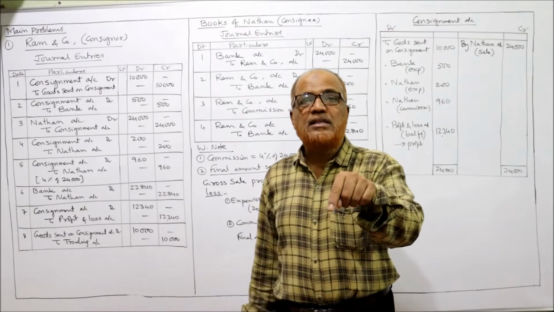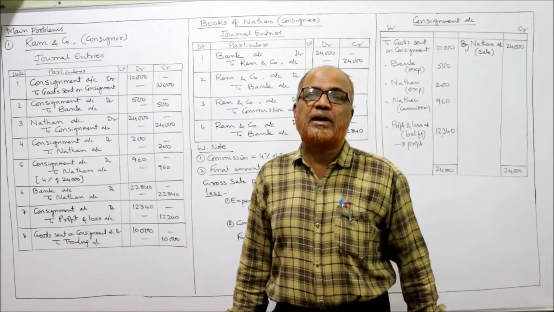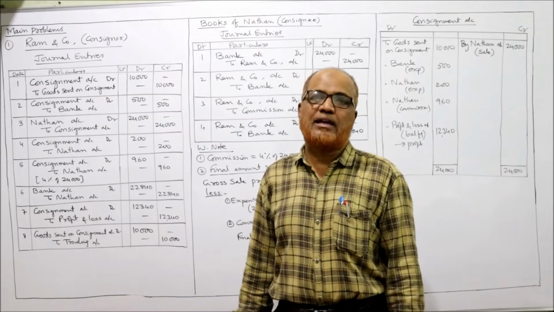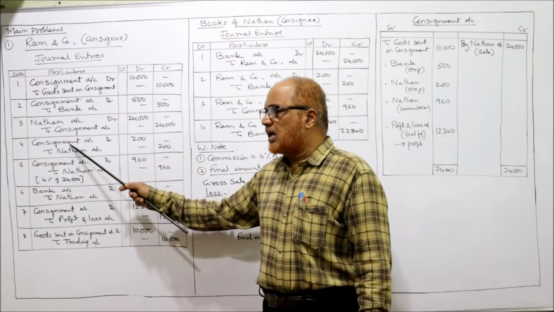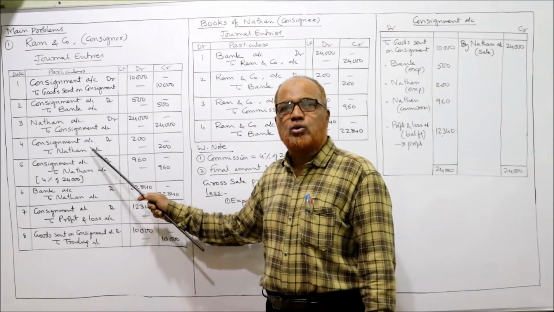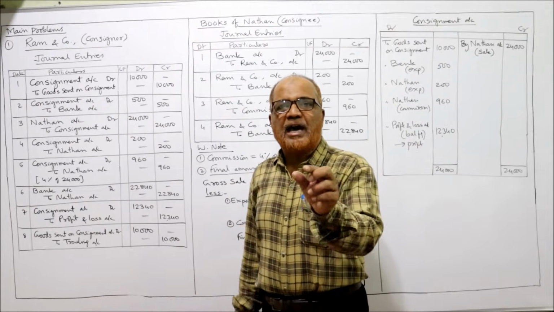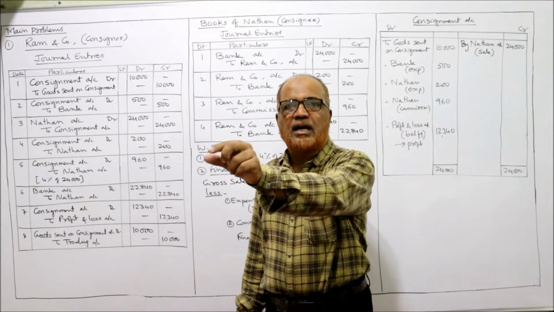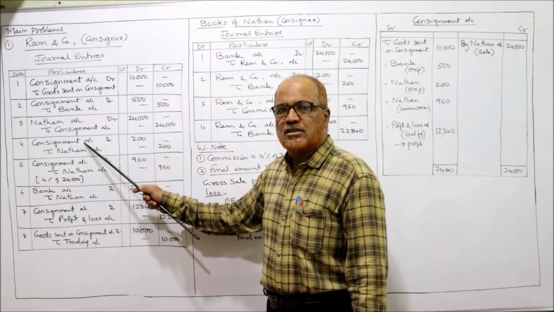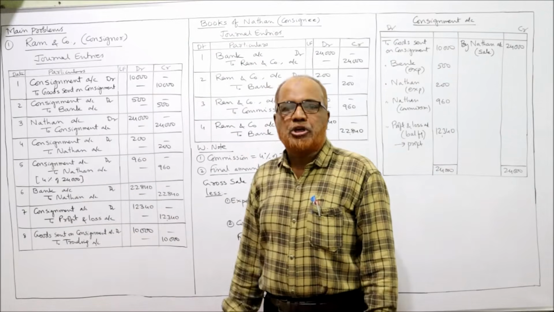But who is paying these expenses? Nathan, the consignee, is paying the expenses. So the entry will be consignment account debit to Nathan account, 200 rupees. Being the expenses paid by consignee. That's it. Next comes commission.